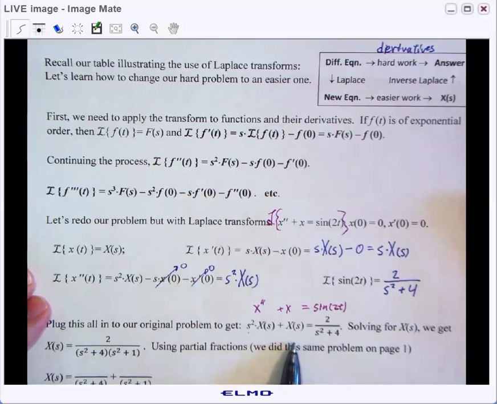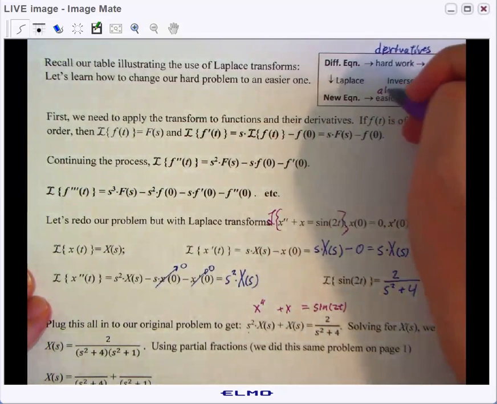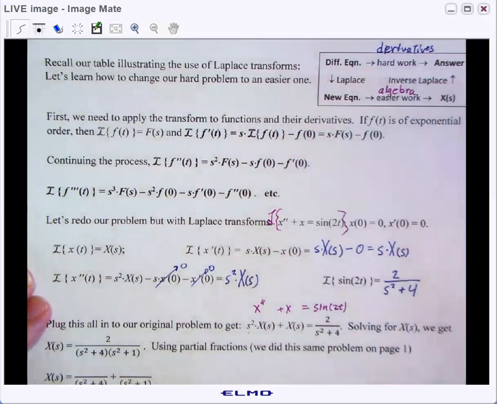Now, the great news is there are no derivatives here. So the Laplace transform method is good because you don't have to do any derivatives. You need to focus primarily on algebra. So what we're going to do is solve this for capital X of s.